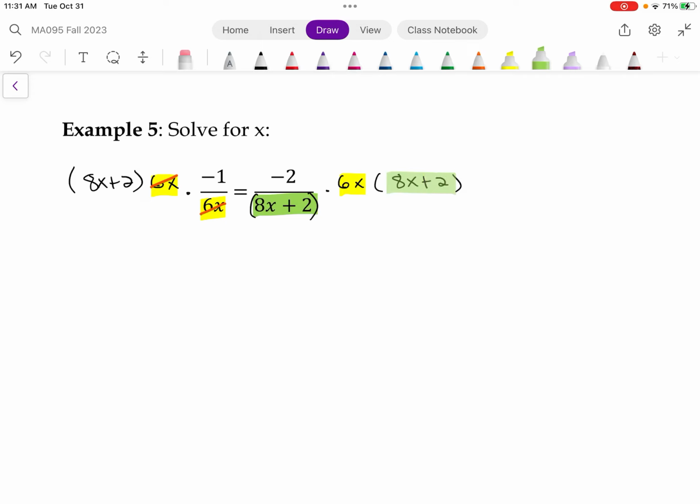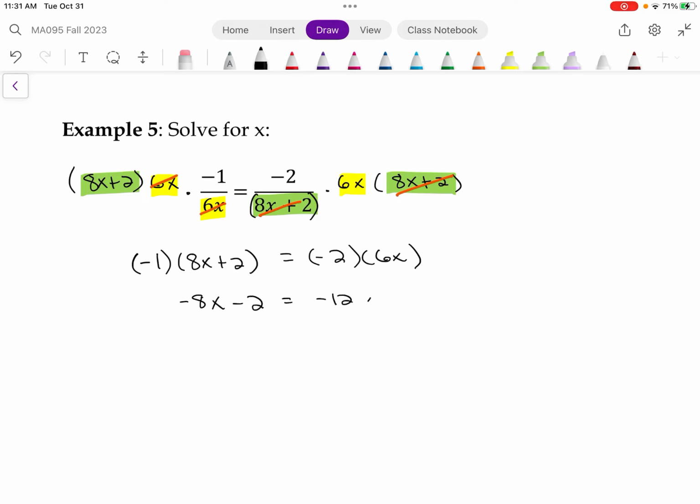And I'll color it for you so you can see where it goes. All right, so what cancels? Hopefully you see that the 8x plus 2 on the right side cancels, and what do we have left? So let's write it out so we're sure we have it right. So I'm going to put the negative 1 in front of the 8x plus 2. And on the right, I get negative 2 times 6x. All right, so I get negative 8x minus 2 equals negative 12x.